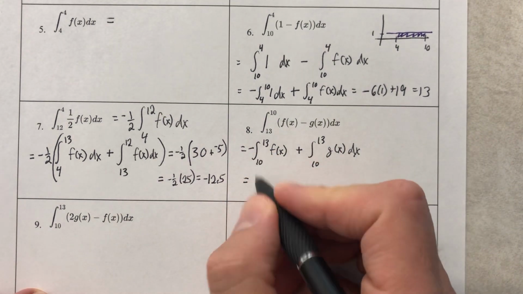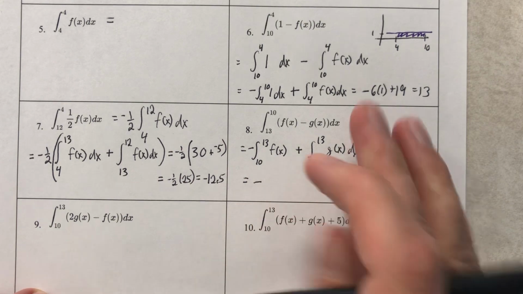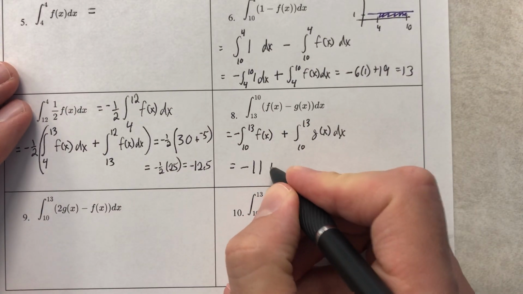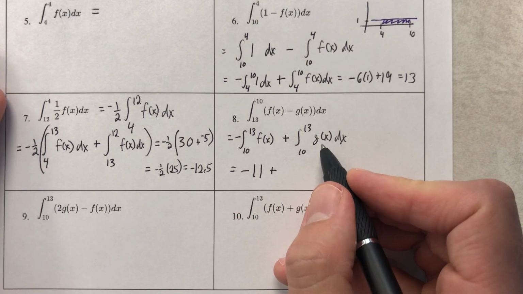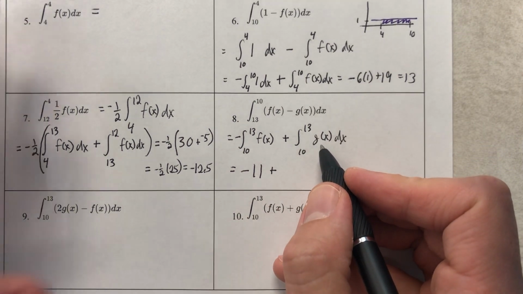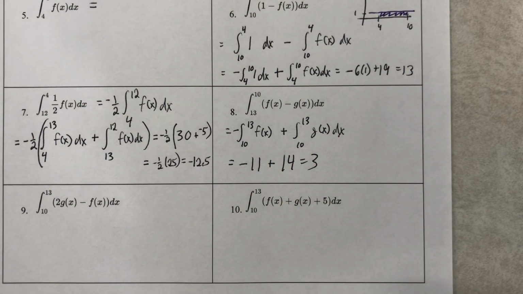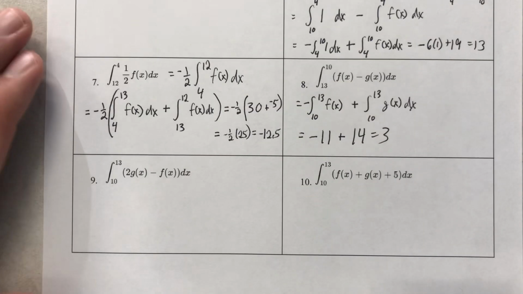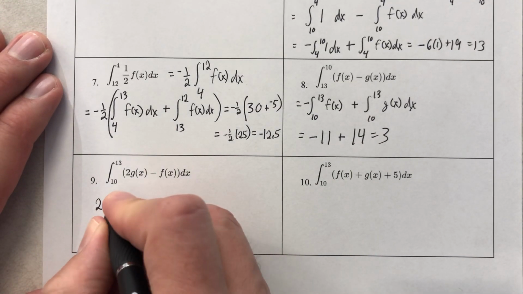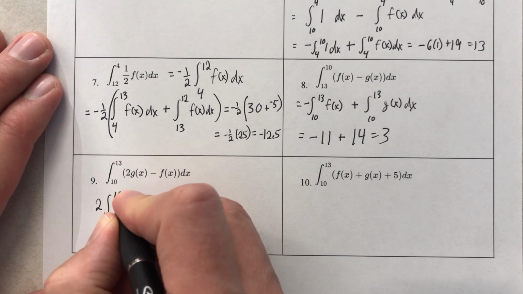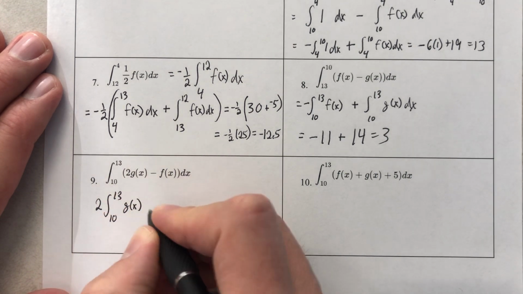Okay, negative area from 10 to 13 of f, that's 11, plus the area from 10 to 13 of g, now we're finally using g, it's 14, 3. Okay, let's move this thing to integral 10, 13, g of x dx.